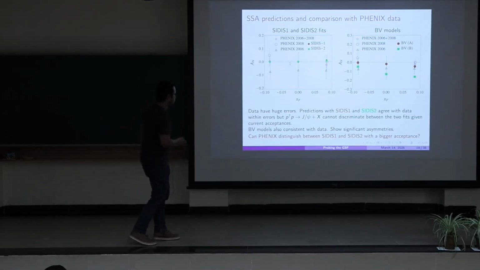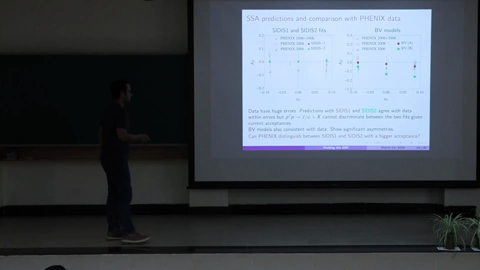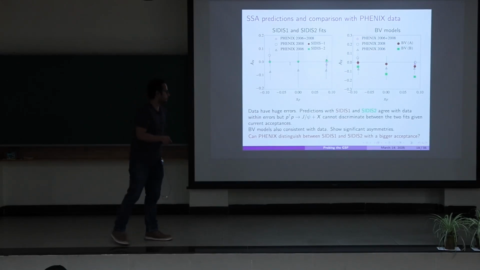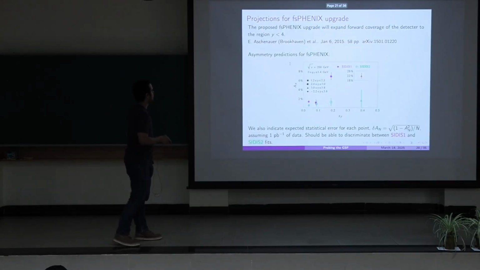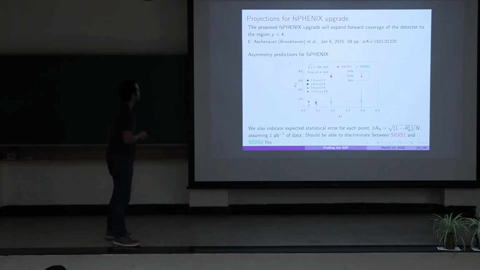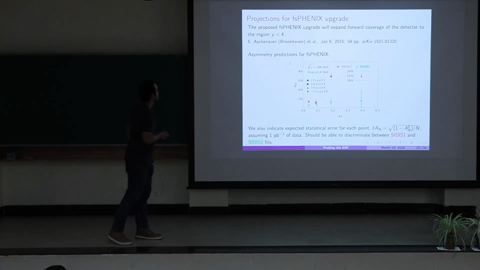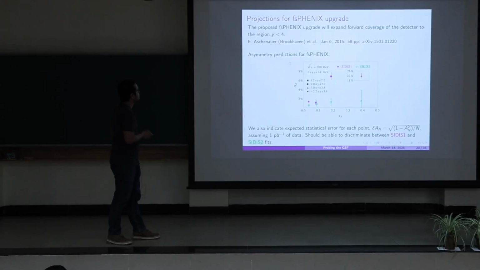But the BV models are also consistent with the data, but they show slightly larger asymmetries. So the question is, can PHENIX distinguish between the two data motivated fits? And at that point, there was a proposal for a forward upgrade of the PHENIX. It was known as FS PHENIX. It was proposed to expand the forward coverage of the detector up to pseudorapidity 4.